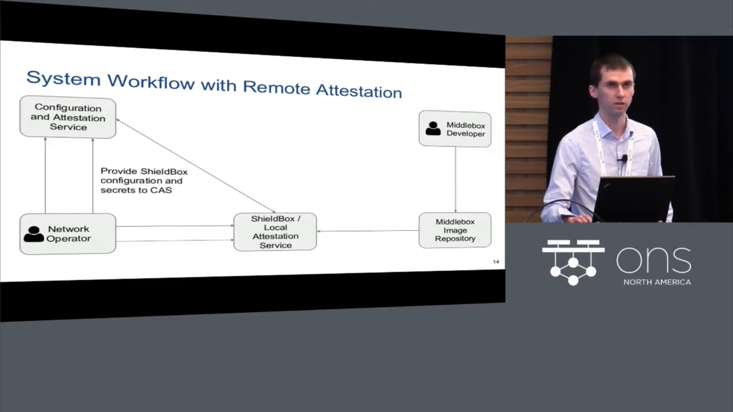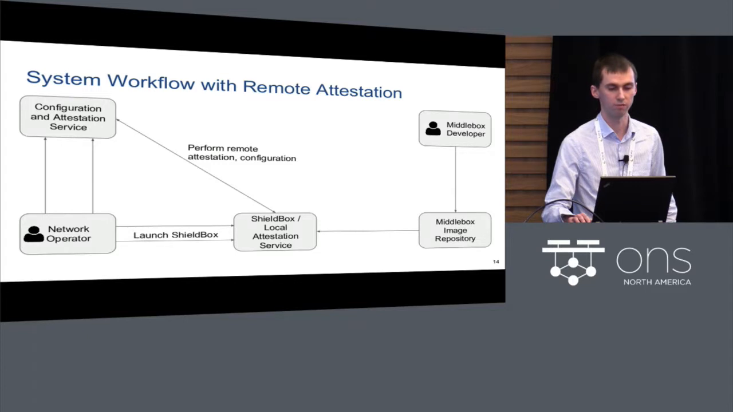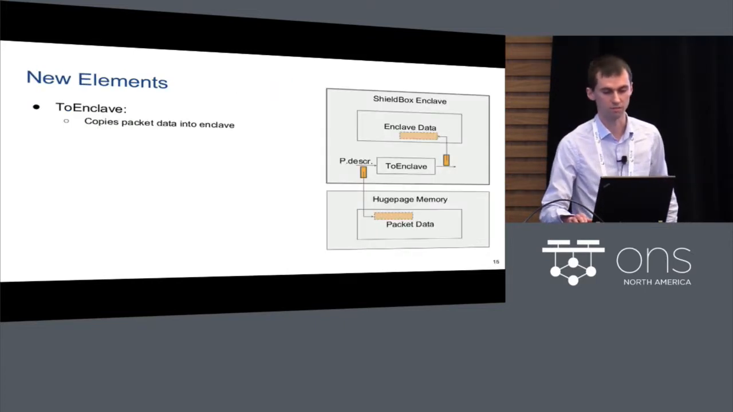The network operator also has to configure the configuration and attestation service, basically fill it with secrets and configurations, that is the Click program. After which ShieldBox can be launched, it will perform remote attestation, and if it is successful, the configuration will be transmitted to ShieldBox.